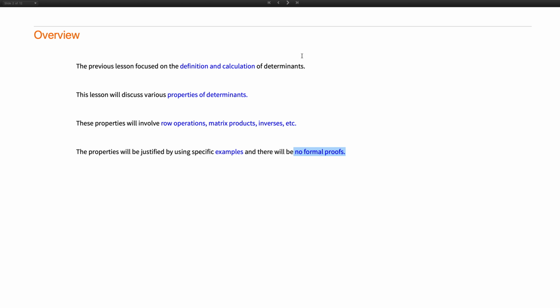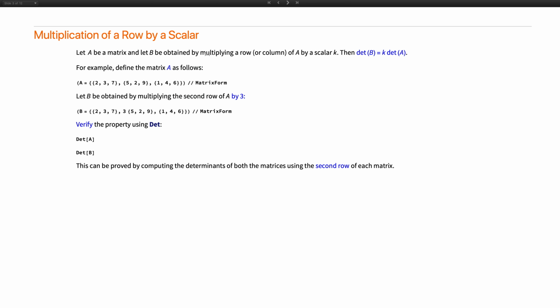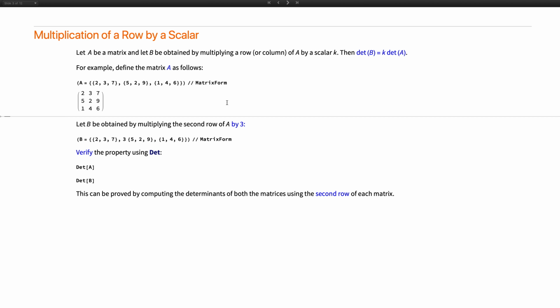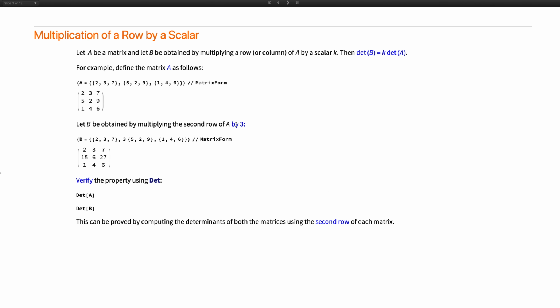So that's the plan for the lesson, and let's begin with the first property, which is multiplication of a row by a scalar. So let's say you have a matrix A and you obtain B by multiplying either a row or a column of A, it doesn't matter which one, by a scalar k. Then the determinant of B will be k times the determinant of A. So for example, here is a matrix A, it's 3 by 3, and you obtain the matrix B by multiplying the second row of A by 3. So if you look at the second row of B, that's 3 times the second row of A.